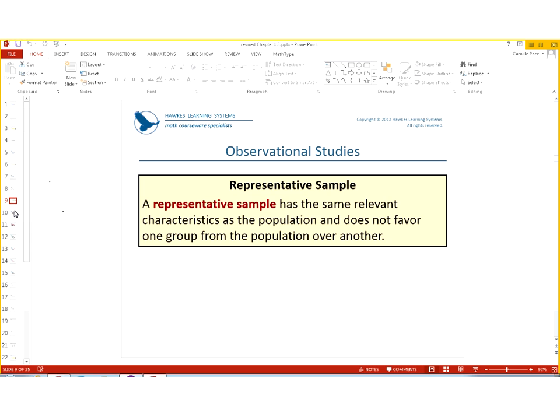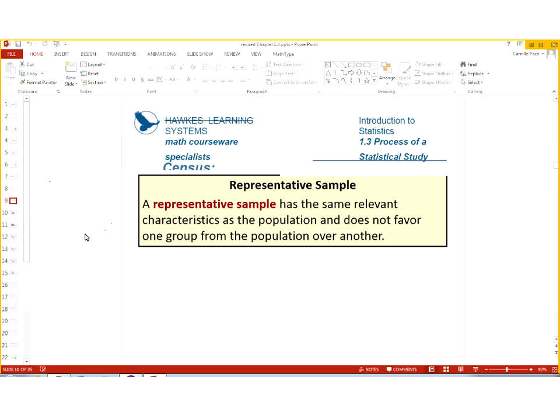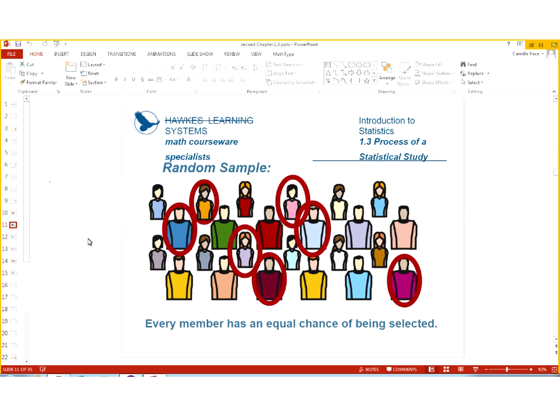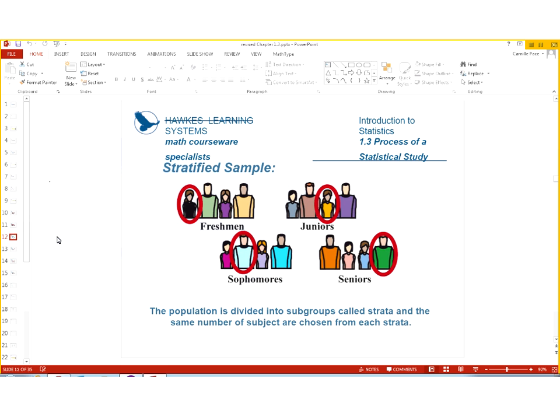So let's look at the different types of sampling techniques. Census: every member of the population is included. Remember we went over this in 1.1, so think about the U.S. Census. We try to get everybody in the United States population. Random sample: every member has an equal chance of being selected. Stratified sample: you break the population into groups called strata, and then you choose the same number from each stratum. As you can see here, we took 1 from the freshman class, 1 from the sophomore, 1 from the junior, 1 from the senior.